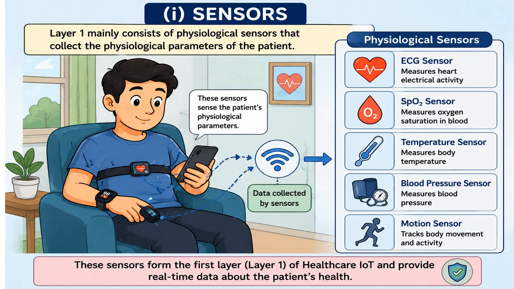Now here we can see that the sensors are the foundation of healthcare IoT because they provide real-time health data, and this information helps doctors monitor patients remotely, detect health issues early, and make informed medical decisions. So here we can see how physiological sensors collect the important health parameters and serve as the primary data source in healthcare IoT systems, enabling continuous and efficient patient monitoring.